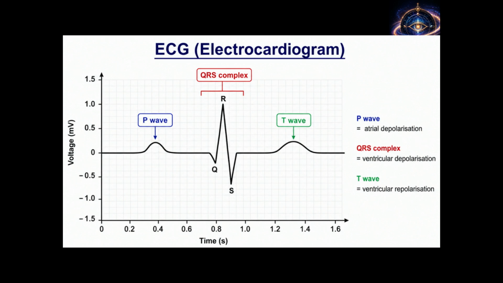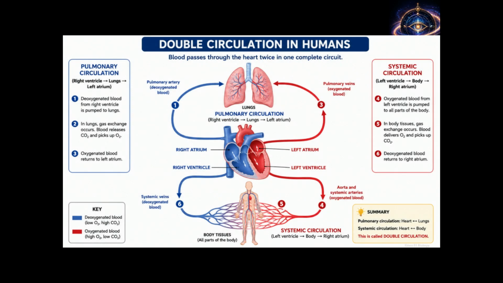By counting QRS complexes, heart rate can be calculated. ECG is clinically important because abnormal ECG shape can indicate heart disease. 20. Double circulation. Humans have complete double circulation. It has 2 pathways. Pulmonary circulation.